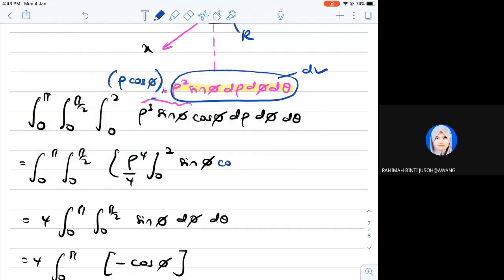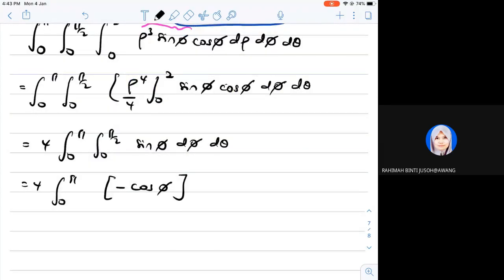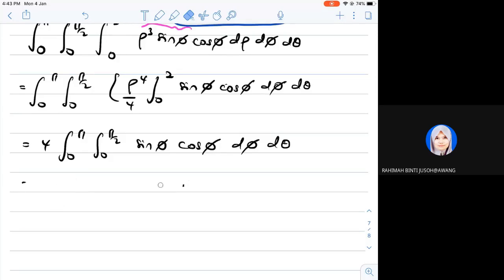Sebenarnya saya terlupa nak salin ni. So, tertinggal this one. Cos phi d phi d theta. This also, cos phi d phi d theta. Okay, so it's not like this lah. Ini simple sangat ni. Okay, now we want to integrate sin phi cos phi, dua-dua phi.